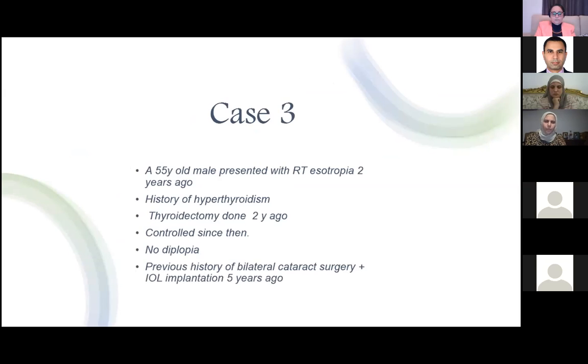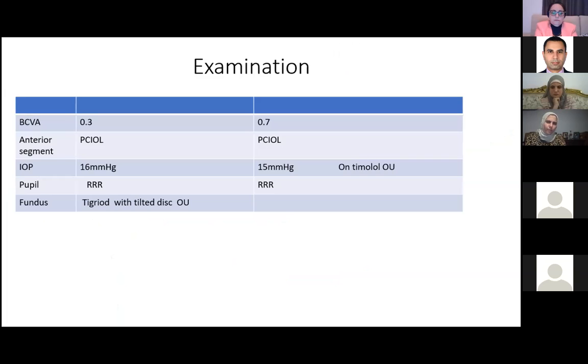The third case, and this is the last one, is a 55-year-old male who presented with right esotropia 2 years ago. He has a history of hyperthyroidism, which was treated medically, then he had a thyroidectomy 2 years later. He has been controlled since then regarding his thyroid state. He has no diplopia. His only surgical history was bilateral cataract surgery and IOL implantation 5 years ago. His best corrected vision is 0.3 in the right eye and 0.7 in the left. The anterior segment shows a posterior chamber IOL, uncomplicated cataract surgery. His intraocular pressure was a bit high, so he was on timolol and it was controlled. He has a round regular reactive pupil and the fundus was dysthyroid with a tilted disc.